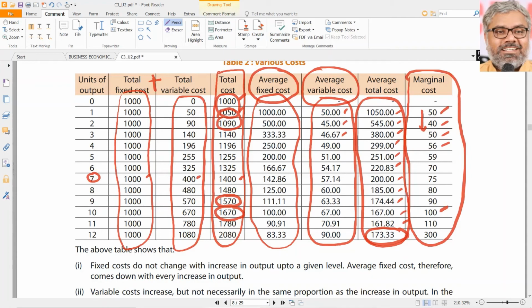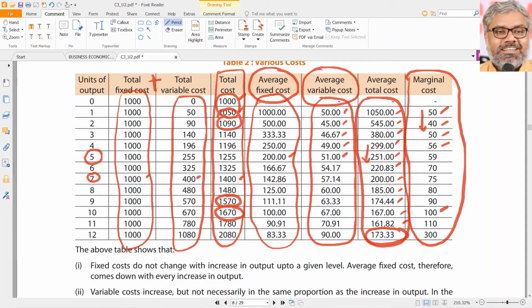Now just look at numbers, that will be clear. Look at any particular number. Let us say 5 units of output is the level we are looking at. What was the average fixed cost? 200 rupees. Average variable cost is only 51 rupees. So average fixed cost earlier was 250. Now it has come down to 200. Whereas average variable cost is increasing only from 49 to 51. There is a decrease in average fixed cost of 50. Increase in average variable cost of only 2. So which is powerful here? Average fixed cost is powerful. So what happened? The average total cost further decreased. So that's what happened here.